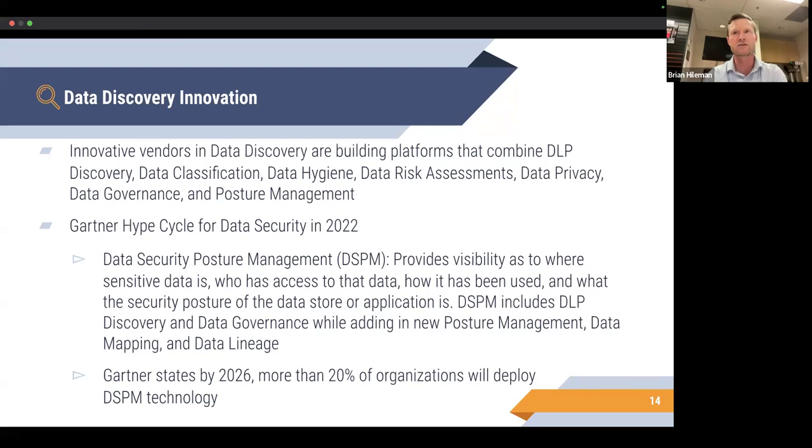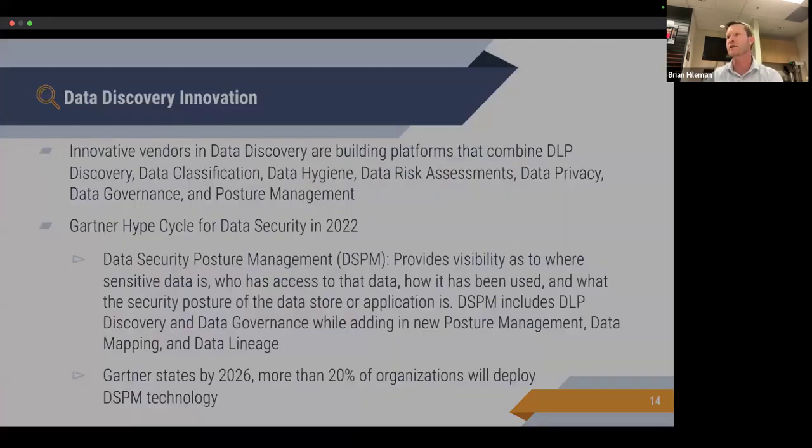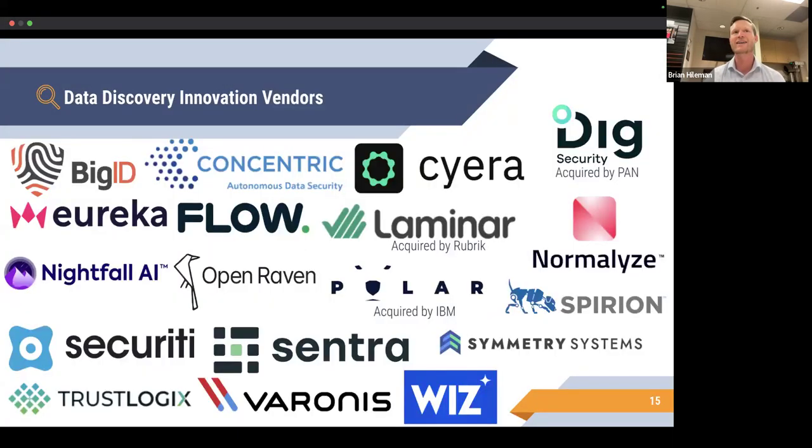So what's interesting is Gartner has said that 20% of organizations will have a DSPM solution in 2 years from now. So there is growth in that area. And then a lot of people tell me, well, Brian, does this area have a lot of vendors? Is it crazy? Yeah, it's a little crazy. So there's a lot of vendors in this space. This is my vendor slide of all the new innovative vendors in this space. It's a little bit busy.